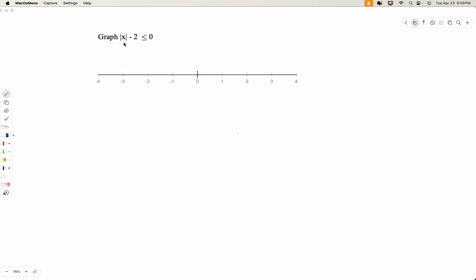Next problem. Alrighty, so here we've got absolute value of x. It's positive, it's not negative. Negative 2 is less than or equal to 0. So now we've got something to work with. All right, absolute value of x is less than 2, or negative 2 is less than or equal to 0. We're going to get the x by itself, so we're going to add 2 to both sides.